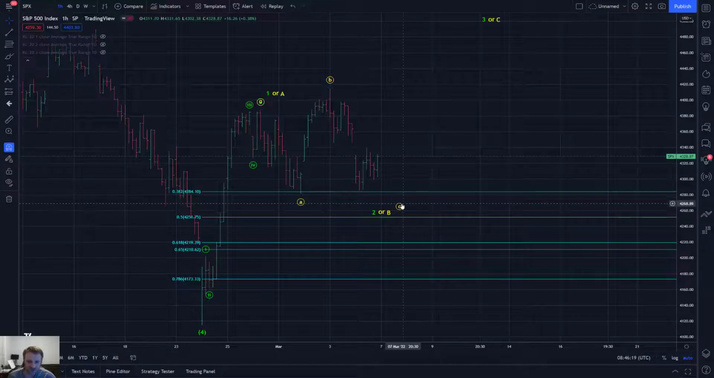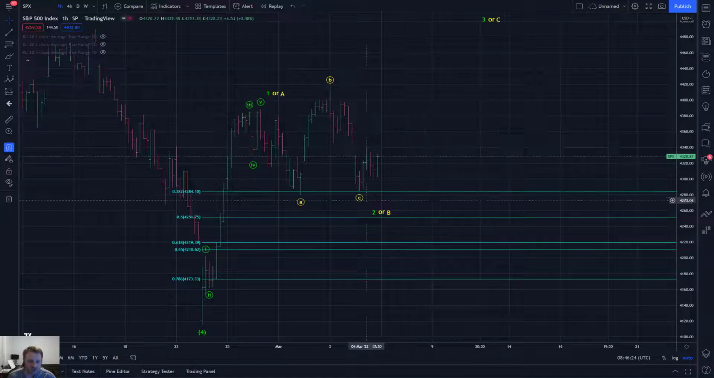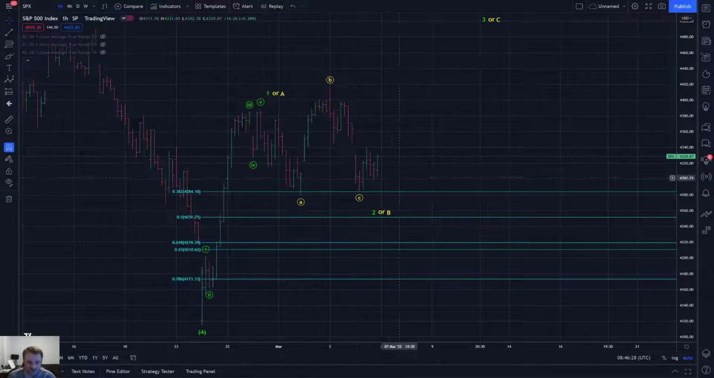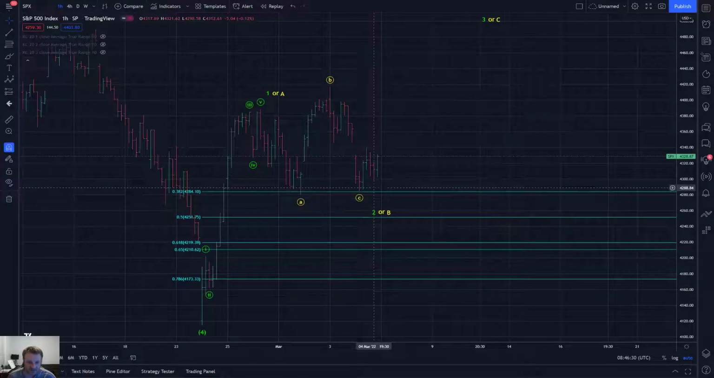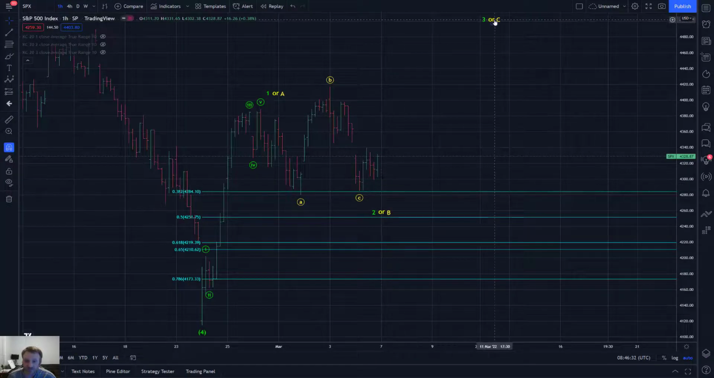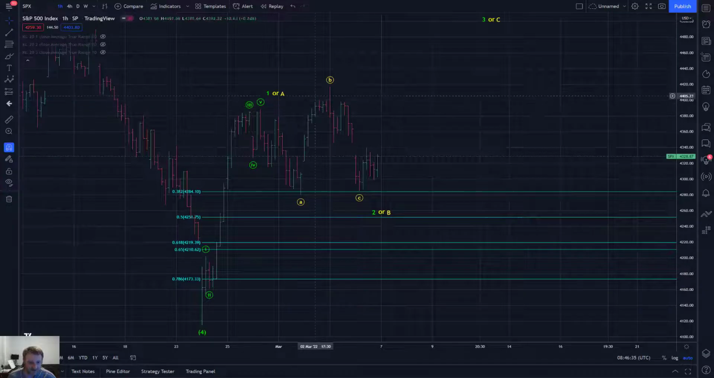I think you could very well have the low already in place here as of Friday's low. But either way, I don't think there's a whole lot of downside here, given the current pattern formation. And I really do think the next move of substance will be up to higher highs.